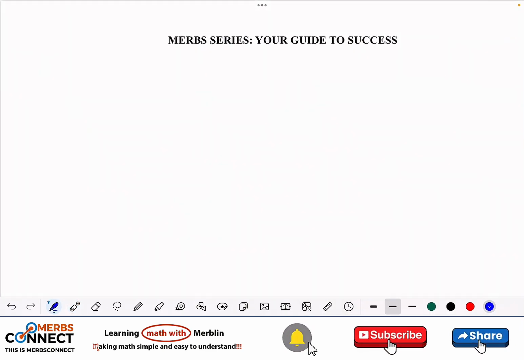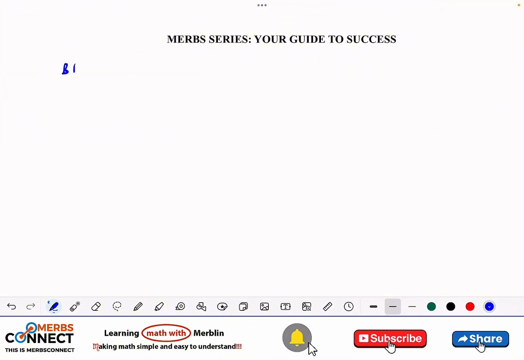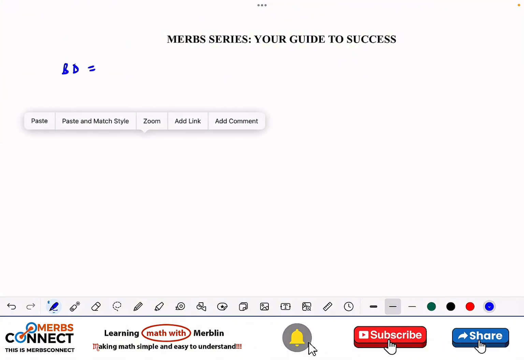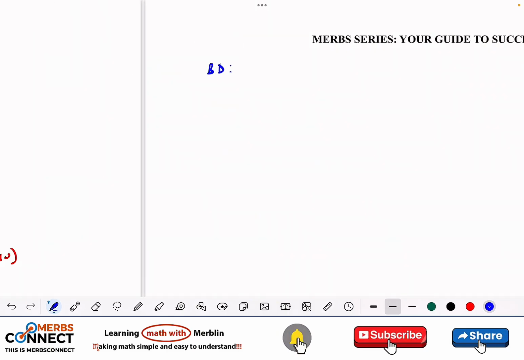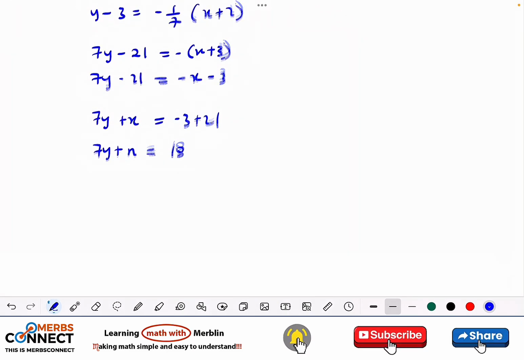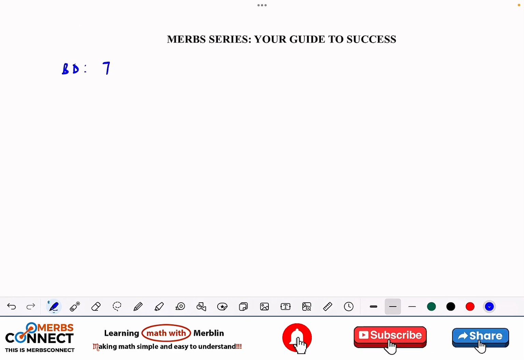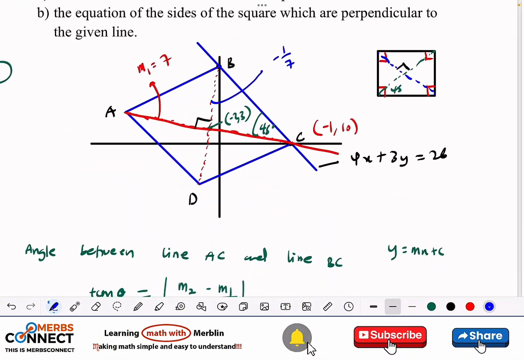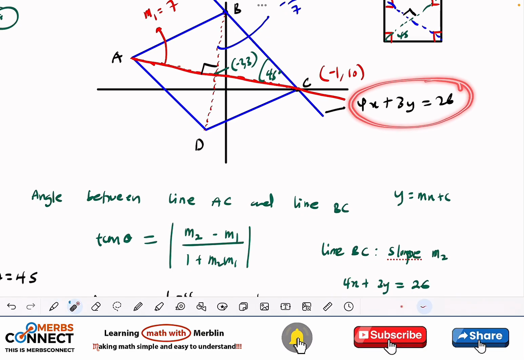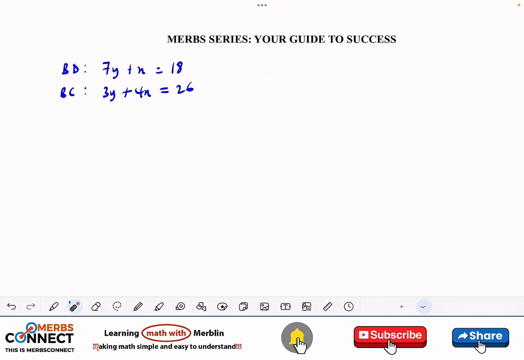So now we know the equation of BD to be, what do we get? 7y plus x is equal to 18. And then line BC was, I think, 3y plus 4x is equal to 26, right? Let me check, confirm. All right, confirm. 3y plus 4x is equal to 26. So now we want to solve this one simultaneously, right?